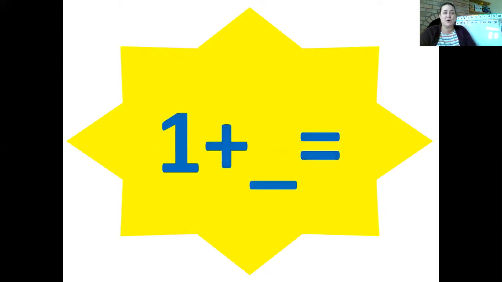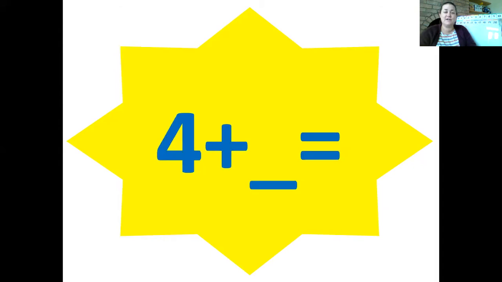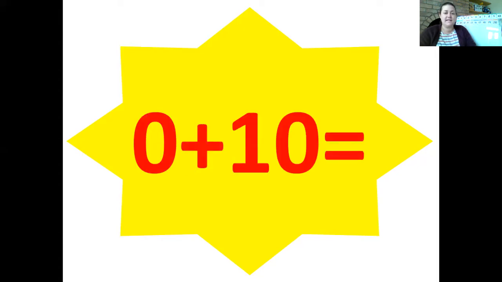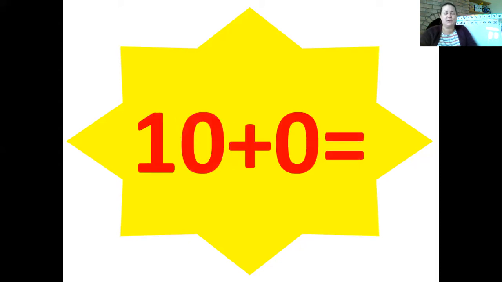Good. 1 add what equals 10? 1 add 9. Good. 3 add 3 equals 6. 4 add what equals 10? 4 add 6. 9 add what equals 10? 9 add 1, good. 0 add 10 equals 10. 6 add what equals 10? 6 add 4. 6 add 4 equals 10. 8 add what equals 10? 8 add 2, good. 10 add 0 equals 10.